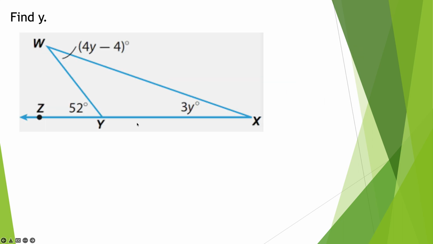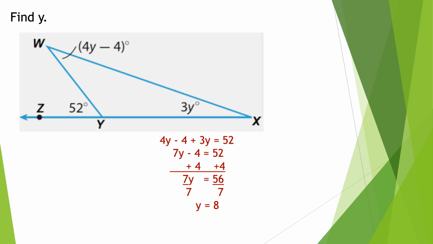Okay, find Y. Now this is what we worked on yesterday, where we said that the measure of an exterior angle, in this case the 52, the exterior angle of a triangle is the sum of the 2 remote interiors. So if we add the 3y and the 4y minus 4, we have to get 52. That gives me, since combining like terms are on the same side, same operation, 7y minus 4 is 52. Adding 4, 7y is 56, dividing by 7, y is 8.